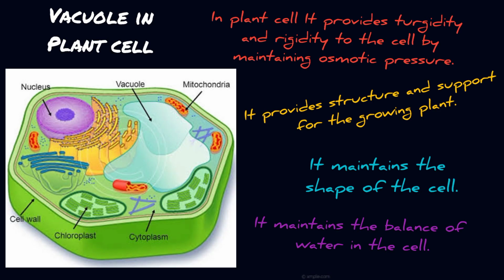Now see in the figure, the vacuoles in the plant cell are distinct, large and permanent. In the plant cell, they provide turgidity and rigidity to the cell, structure and support for the growing plant, and maintain the shape of the cell and also the balance of water in the cell.